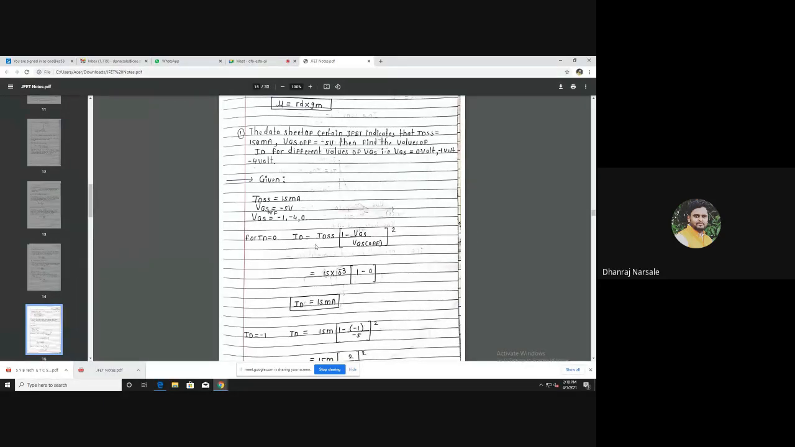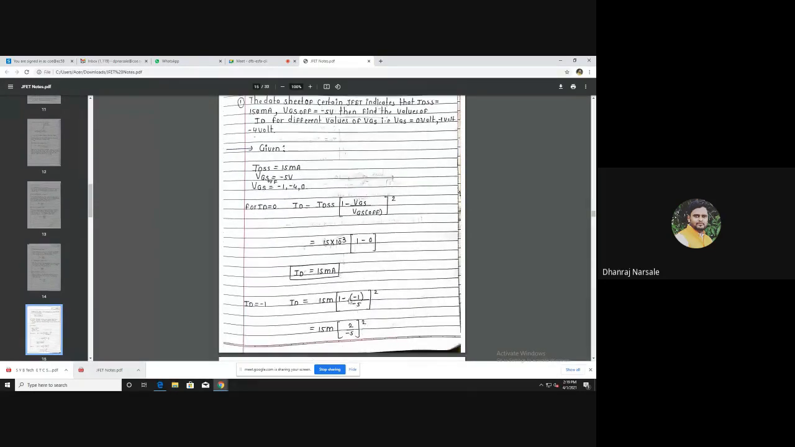Let us first look at the value for 0. If VGS is equal to 0, then 0 divided by something is 0, and 1 minus 0 is 1. So 15 milliampere is the value of ID. Okay, 15 milliampere is the value of ID.